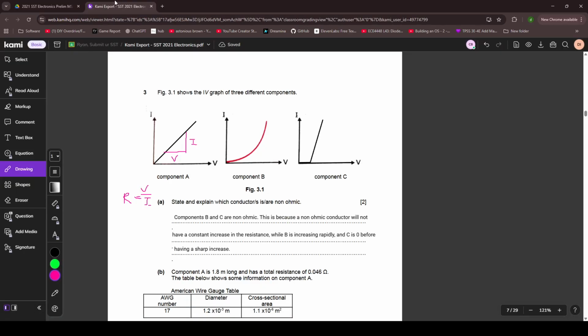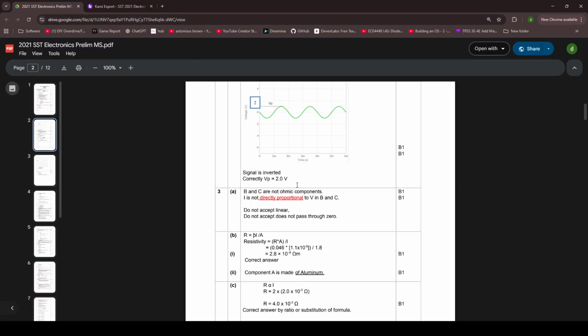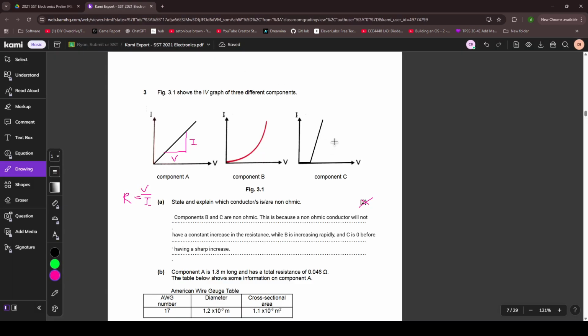B and C are not. Okay, you get 1 point for now. I is not directly proportional to V. That's it. Yeah, that's all you have to say. It's direct proportionality.